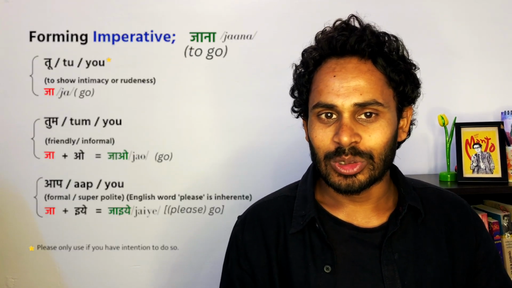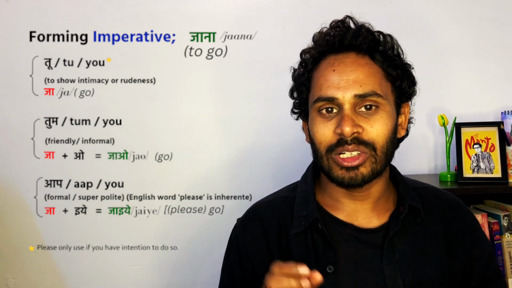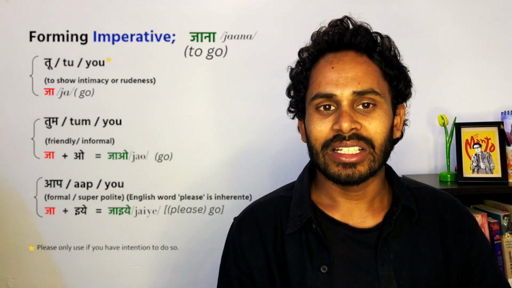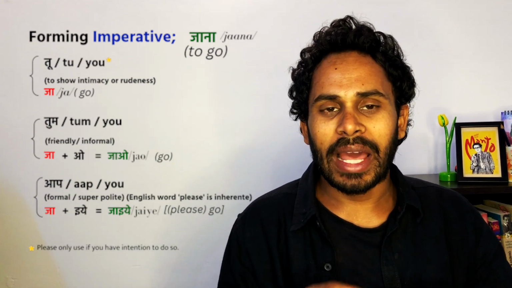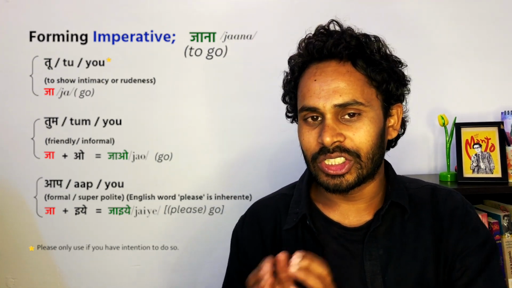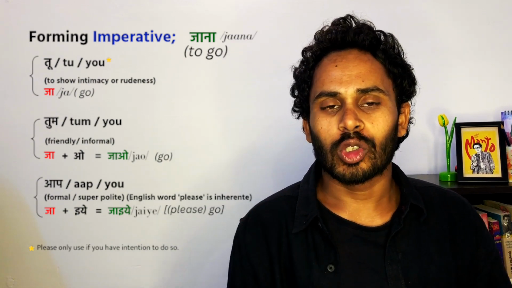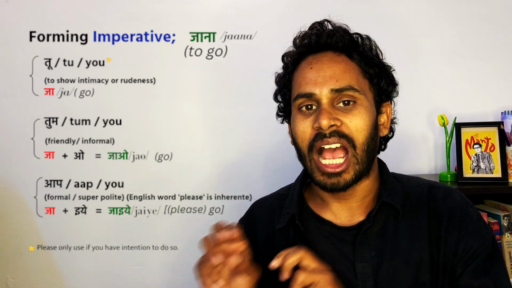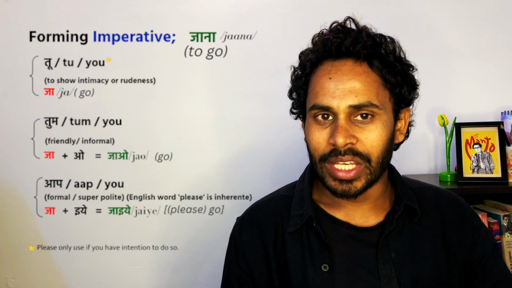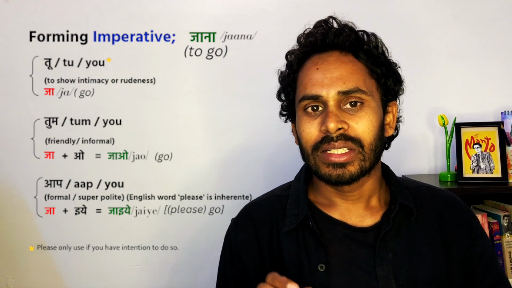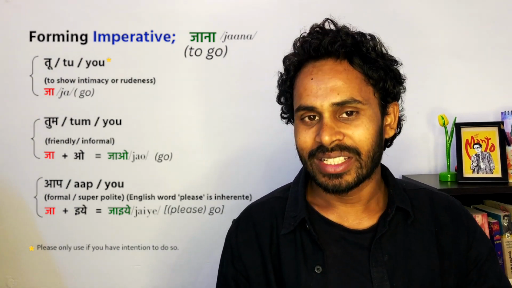So we are going to form imperatives. The first one is tu, and the root of jana is ja, which is vowel ending. Tu ja. In this case, the root itself is the imperative with pronoun tu. Tum, and the root is ja, and we add o to make the imperative: tum jao. And the third one is aap, and the root is ja, and we add ie to the root. So aap jaiye, aap jaiye.